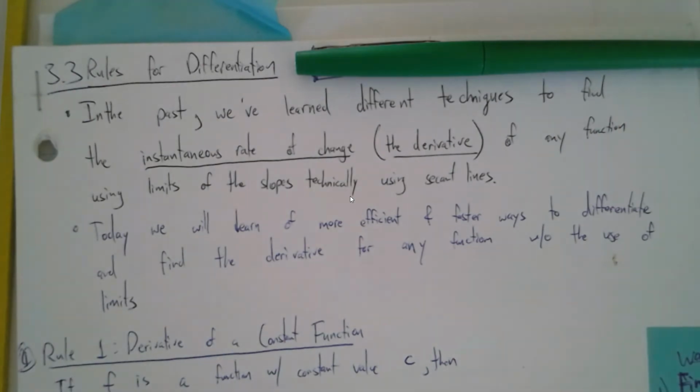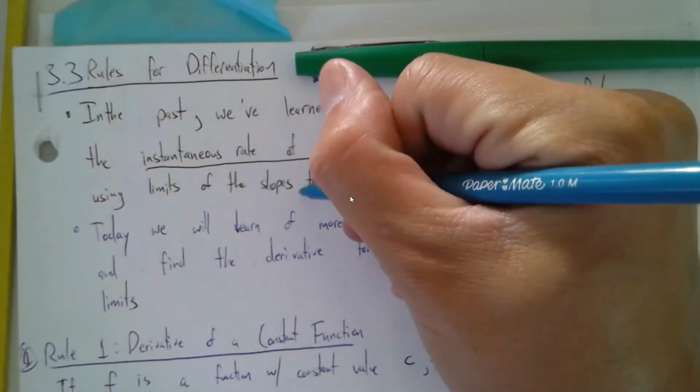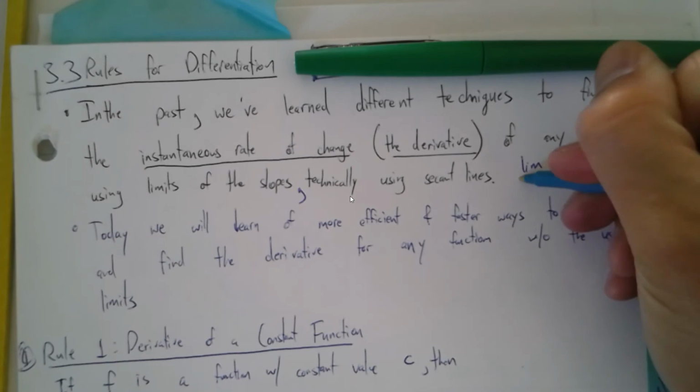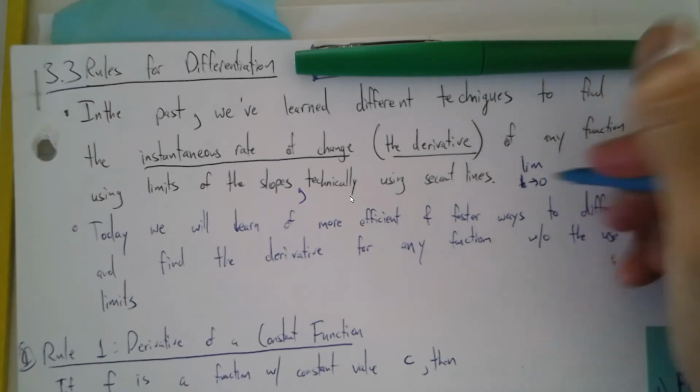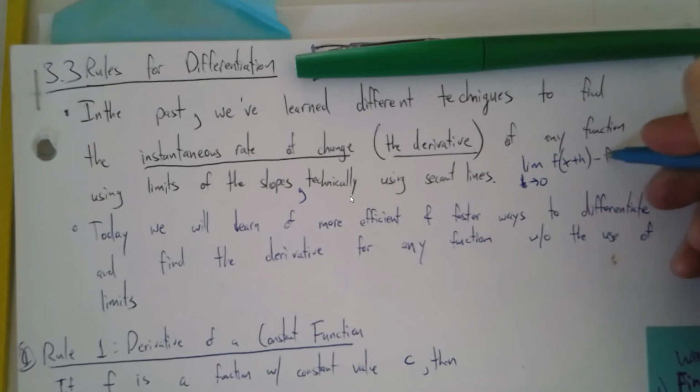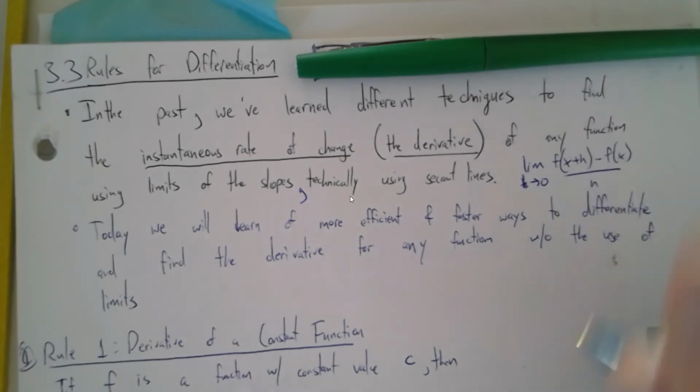Okay, so go ahead and write this down. In the past, we've learned different techniques to find the instantaneous rate of change, which is otherwise known as the derivative of any function, using limits. So we've been using limits of slopes, which is technically just using secant lines. So what I mean is you have the limit as h approaches 0 of f of x plus h minus f of x over h.